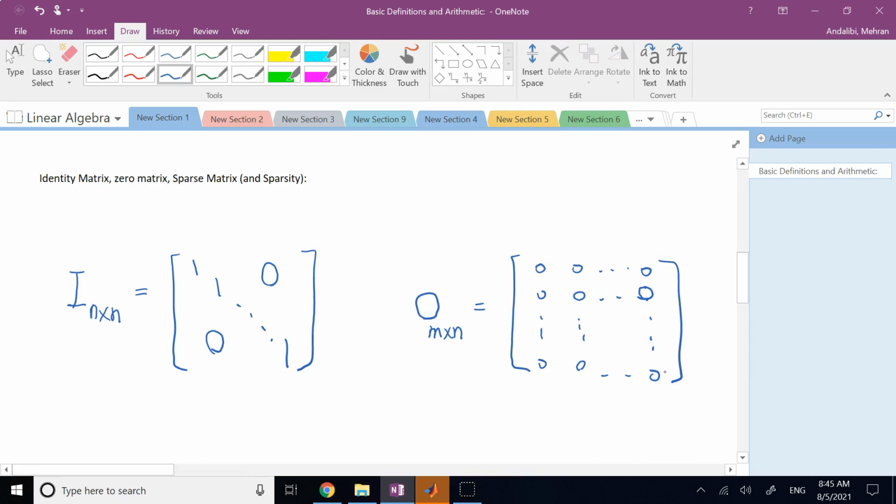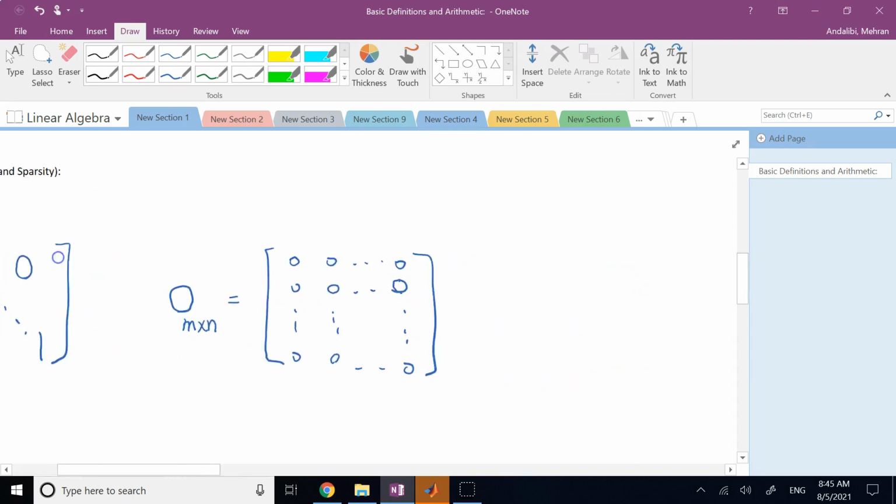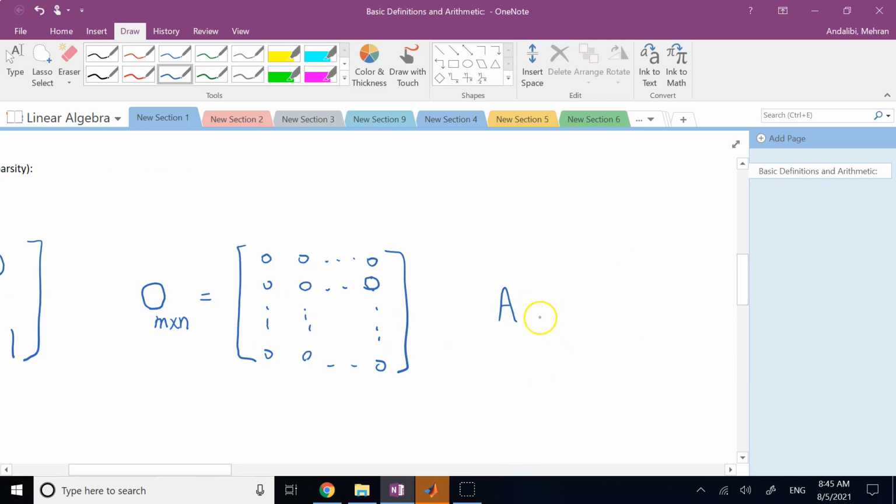Okay? And sparse matrix is what? A sparse matrix like A, there is no general definition, but in general we call a matrix sparse when it has lots of its elements to be 0. So it only has a few non-zero values. For example, let's say if it's a 3 by 3, I have something like 0, 2, 0, 4, 0, 0, 0, 0, 3, something like this. So only a few elements are non-zero, the rest of it is 0.